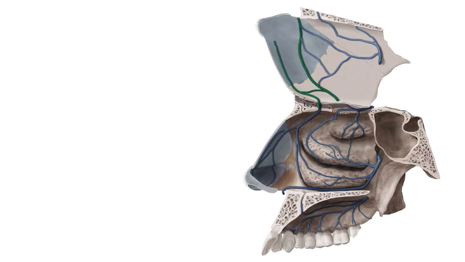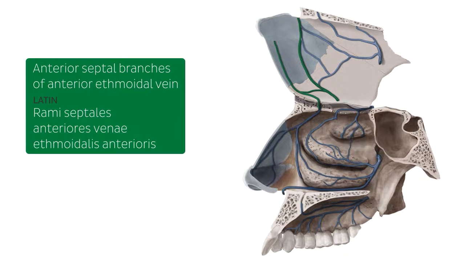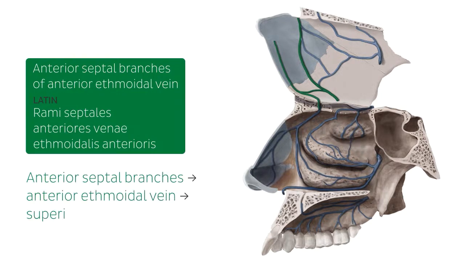The anterior ethmoidal vein receives two main tributaries before it drains into the superior ophthalmic vein, which in turn drains into the cavernous sinus. The first of these two tributaries is shown here and is called the anterior septal branches of the anterior ethmoidal vein. So the anterior septal branches drain into the anterior ethmoidal vein, which drains into the superior ophthalmic vein, and finally that drains into the cavernous sinus.